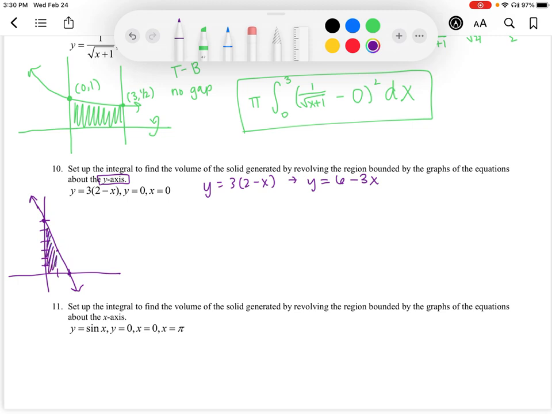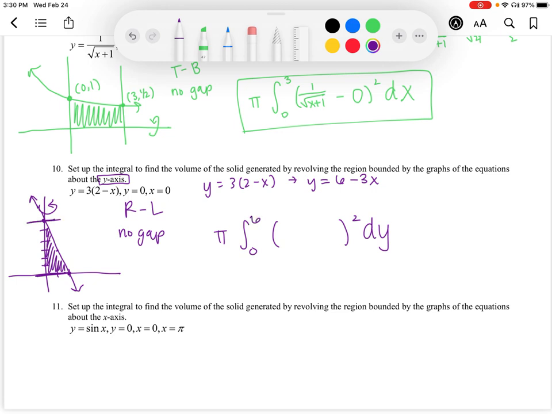So this is the area that we're looking at, and we're revolving it around the y-axis. So that's going to be a right minus left, and there is no gap, so I'm going to have pi, the integral, and 1 thing squared dy. So my bounds are going to be how far down it goes, which is starting here at 0 and going up here to that 6.